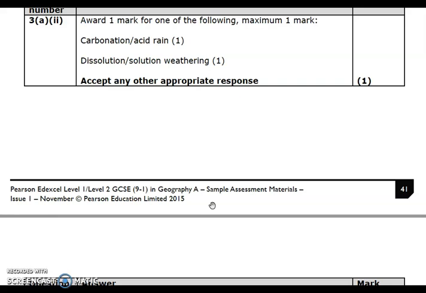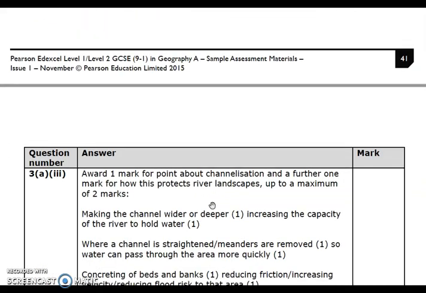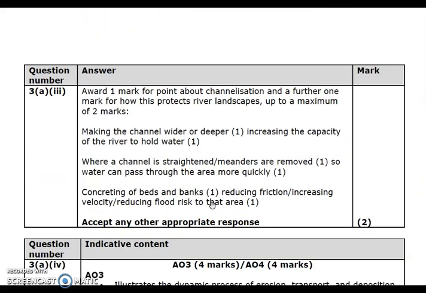And then finally, for the shorter questions on this, this is the explain one, and we can see here, award 1 mark for the point about channelisation, describing what it is, and then how it protects river landscapes. And we can see here, making the channel wider or deeper, increasing the capacity of the river. That's it.